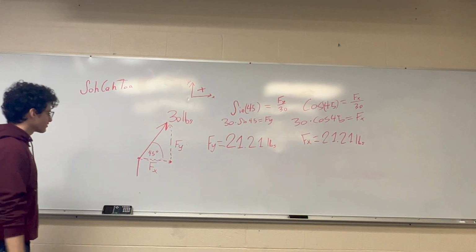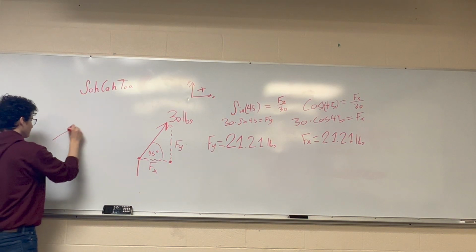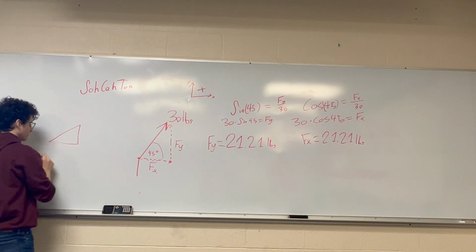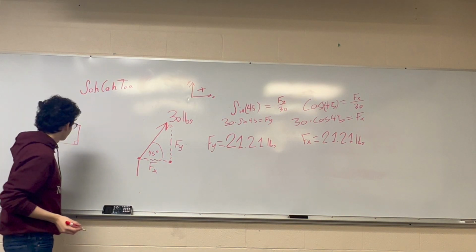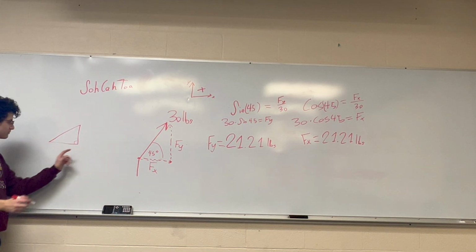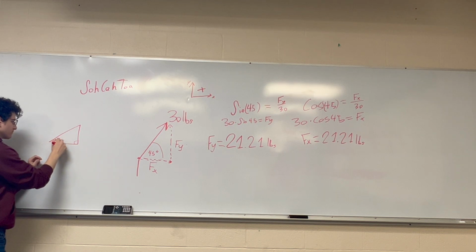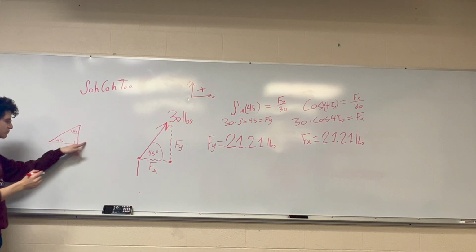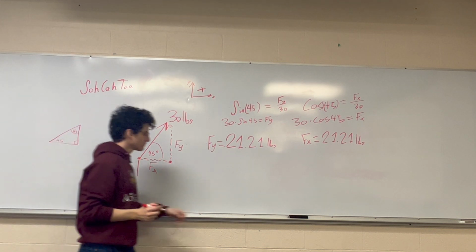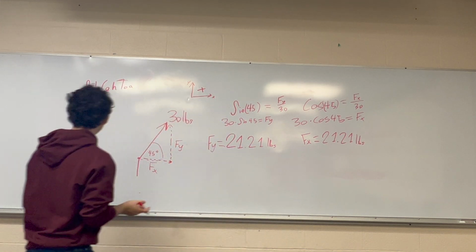It's the exact same number because in a 45 degree triangle, these legs are the same. If this is 45 degrees, and this is 90, this also must be 45 degrees, meaning that these two are the exact same. So that's a neat little trick you can use.